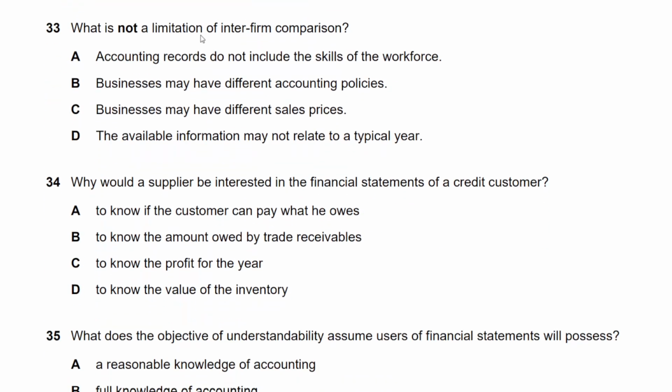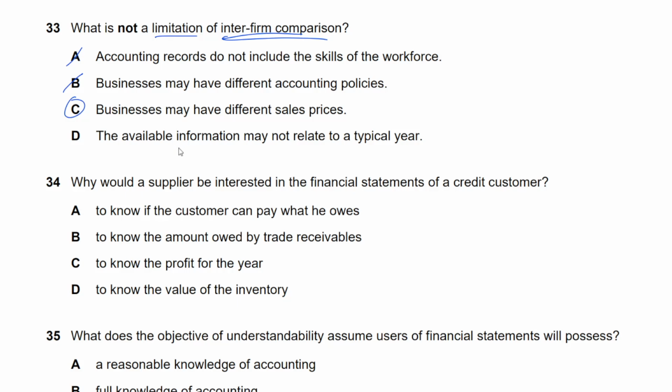33. What is not a limitation of inter-firm comparison? So when you compare two firms, there are some limitations, there are some problems with it. Accounting records do not include skills of workforce. Now that is a legit problem with comparing two businesses. So that's not a limitation. That is a limitation. Businesses may have different accounting policies. That is the limitation. They have different accounting policies like depreciation, so it's harder to compare them. Business may have different sales prices. That's not necessarily a problem. We'll look at the next option.